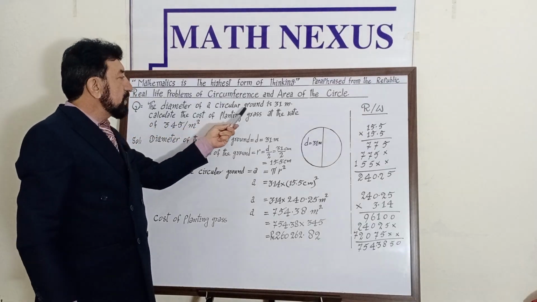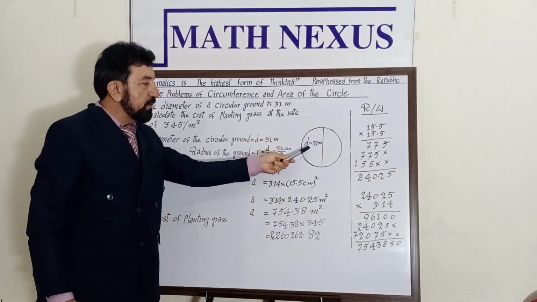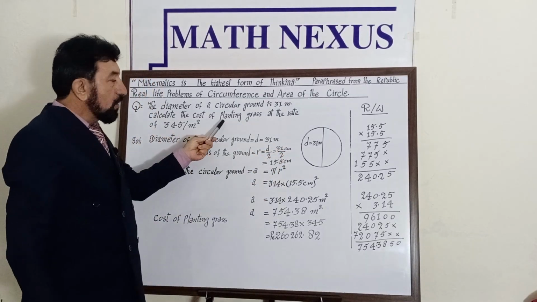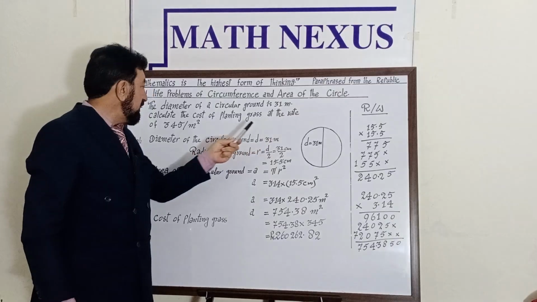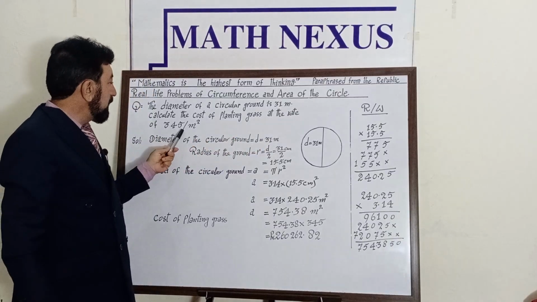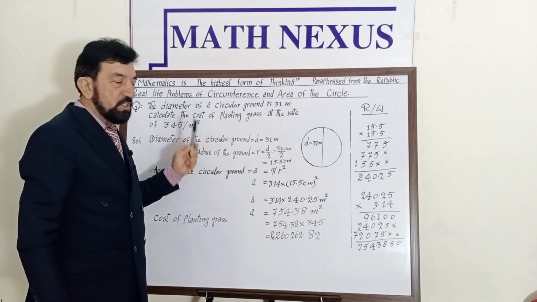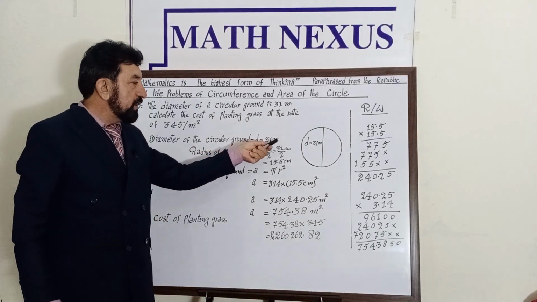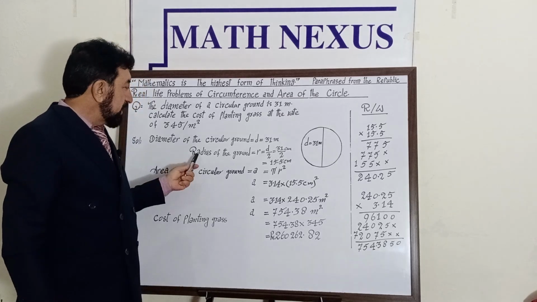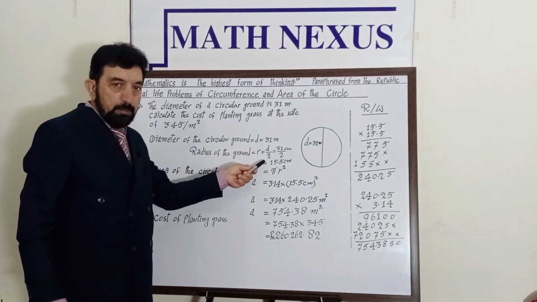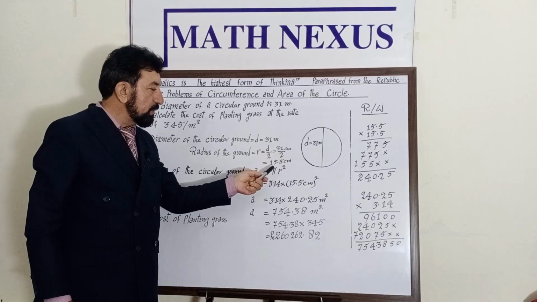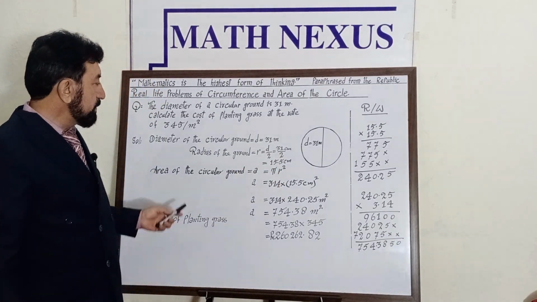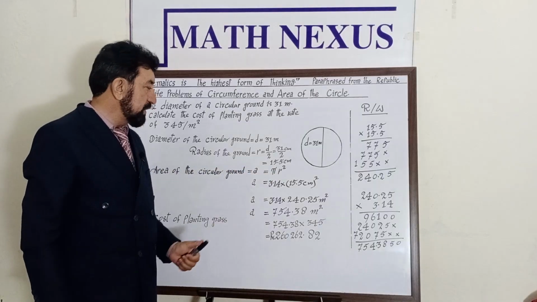Look at the question. The diameter of a circular ground is 31 meter. Calculate the cost of planting grass at the rate of 345 per square meter. Solution. Diameter of the circular ground is already given, 31 meter. Radius of the ground r equal to d upon 2, 31 upon 2, this is equal to 15.5. It means radius of the circular ground is 15.5.